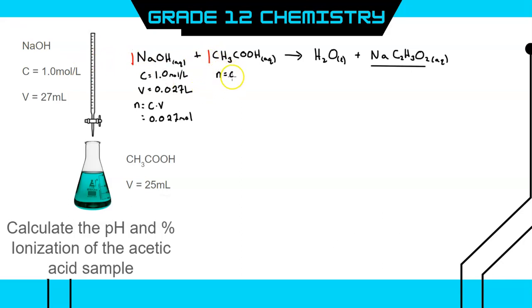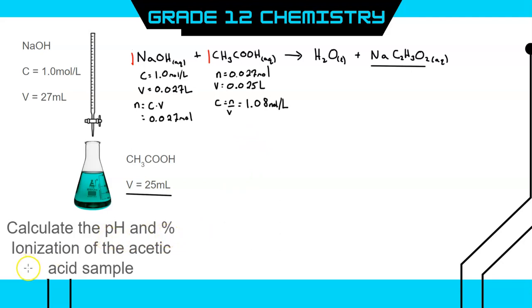Now, since we have a 1-to-1 ratio in our equation, we know that the number of moles of acetic acid is also going to be 0.027 moles. And since we know our volume of acetic acid, change that into liters. So divide by 1,000, 0.025 liters. We can use our equation, which is concentration is moles per volume, to figure out the concentration of acetic acid, which turns out to be 1.08 moles per liter.